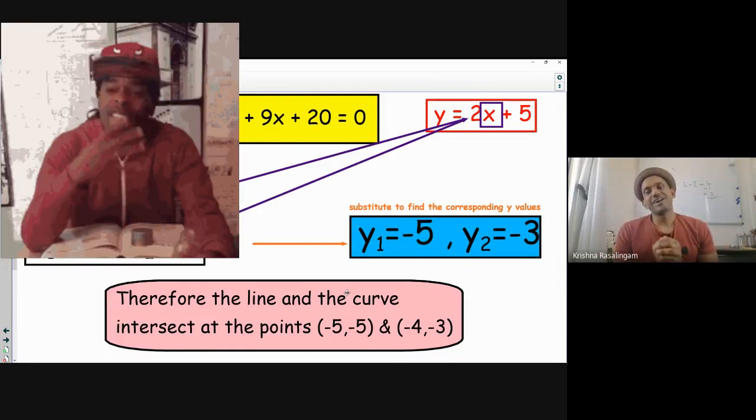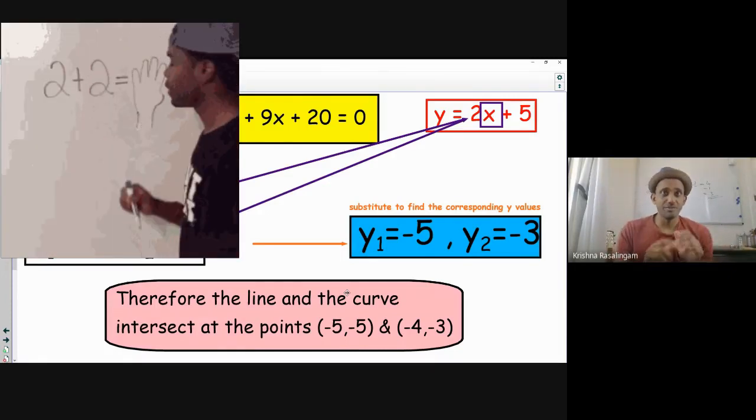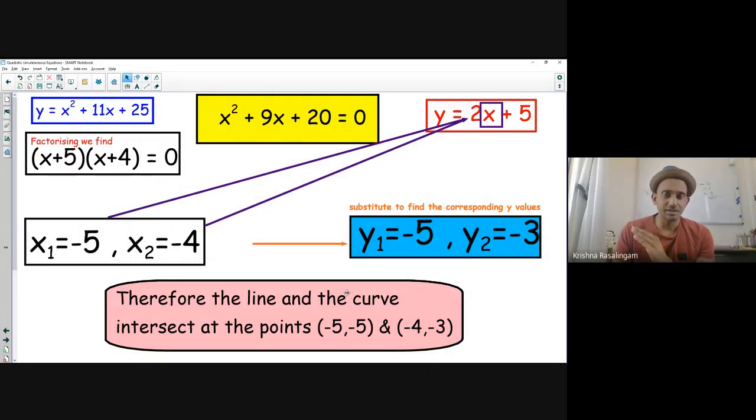So what we have found is coordinates. If you imagine the horseshoe and the line, they cross at the points minus 5, minus 5, and minus 4, minus 3. So a curve can be intersected by a straight line twice.